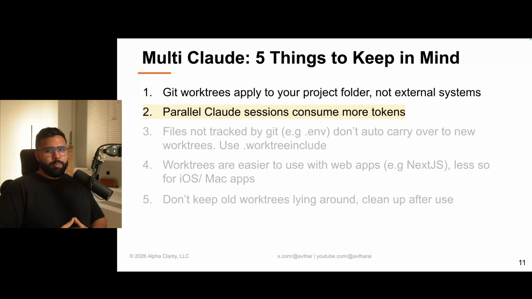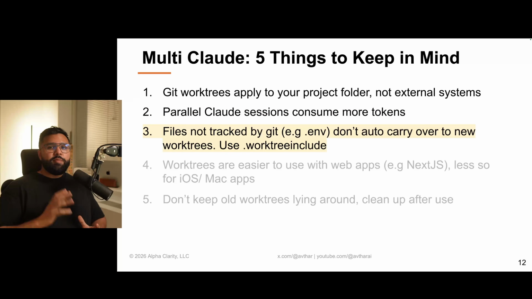Mistake number 3 is that files not tracked by Git don't get carried over when you create worktrees. These are things like your .env file or your .env.local files. To get around this, we add a .worktreeinclude file to your project root directory. This includes the names of the files that you want automatically copied when new worktrees are created. This ensures that your local environment variables get carried over to new worktrees that you create.